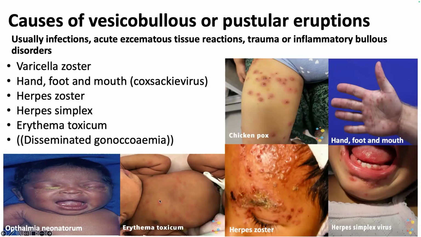And this erythema toxicum, which is the pustular rash I was talking about in newborn babies, and disseminated gonococcal disease could also give you a sort of pustular rash, but the most likely thing that you'll probably see is a really nasty neonatal conjunctivitis. So I've just put a picture of that there instead.